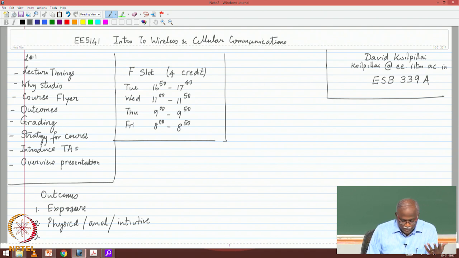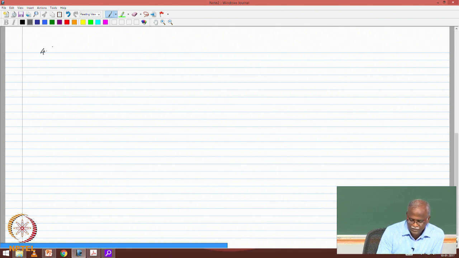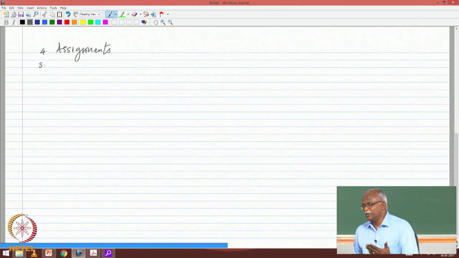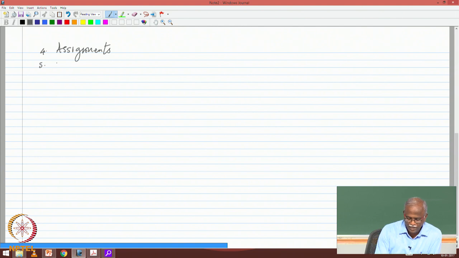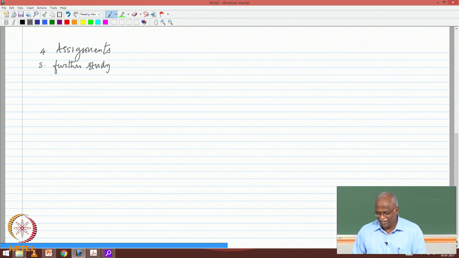Then the simulation aspects, I think that is a very key element that I would like to capture in our course. And also talk about the problem solving aspects. We will do assignments on the different topics that we are studying, and finally, hopefully, whatever we do in this is a preparation for further study, whether you're doing a project or research, or you're going to be a practitioner. I think all of them are equally, we will prepare you for that.